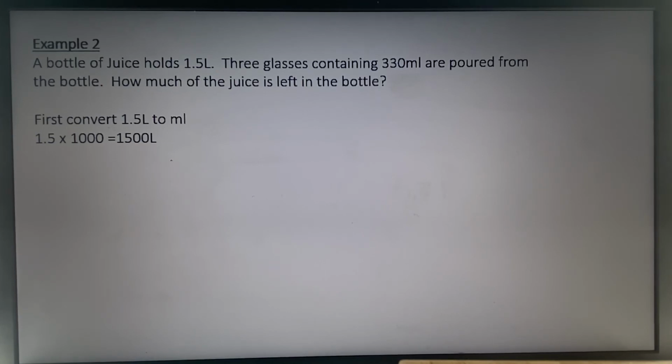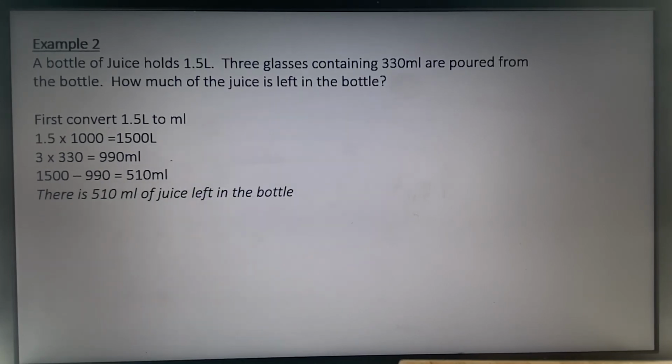So in millilitres then, we've got our 3 glasses of 330 millilitres, which is 990 millilitres, and we subtract our 990 from 1,500 to get 510 millilitres. So that's how much juice is left in the bottle, 510 millilitres of juice. Just watch for that slight typo, that should say millilitres there.